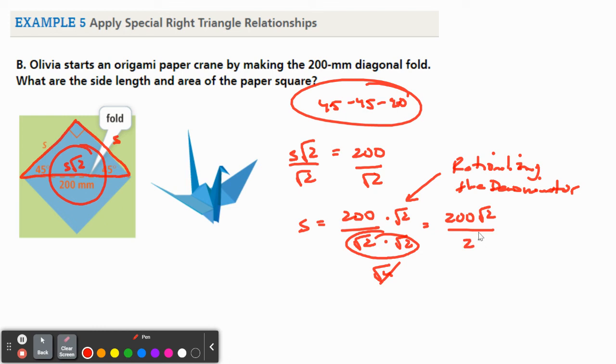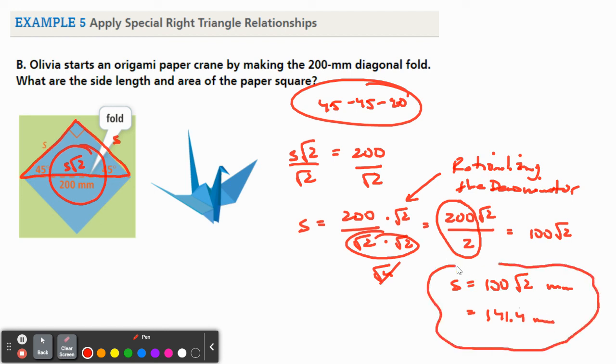And now we can simplify. 200 divided by 2 is 100, and the square root of 2 just comes along. That is the length of the side. The length of the side is 100 square root of 2 millimeters. If you want to estimate that, that's about 141.4 millimeters, whatever they want. So that's the length of the side.